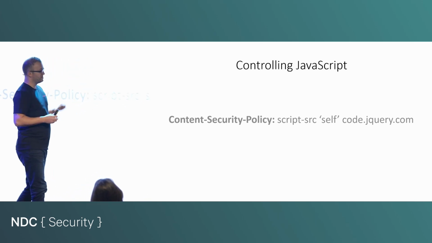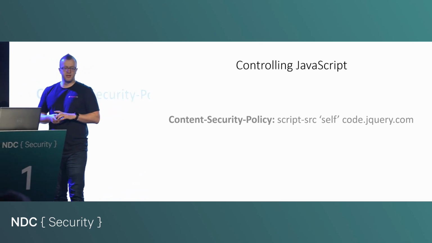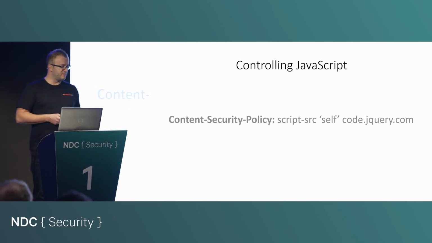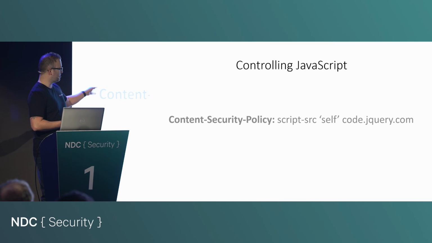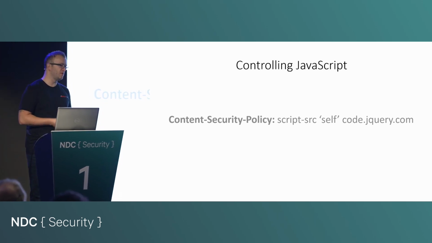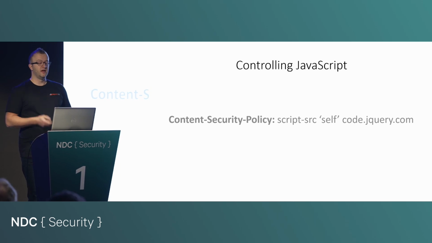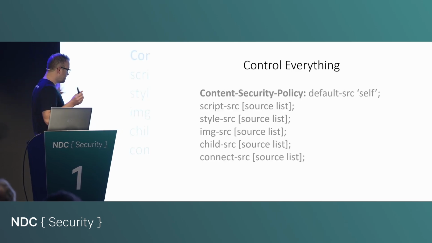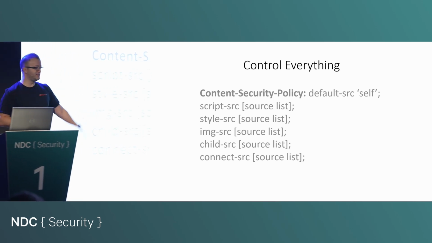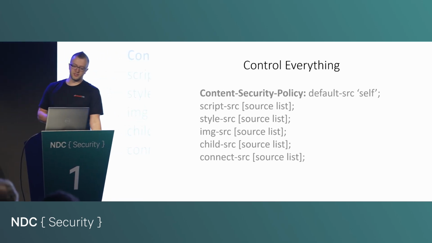And also, maybe you're loading jQuery from the jQuery CDN. Now the browser knows what is supposed to happen on this page. If we load JavaScript, we're supposed to load it from these two locations. And it's that simple. The browser now knows what should happen. And like I say, you can control everything, right? You can go wild and control all of the types of content that you want.